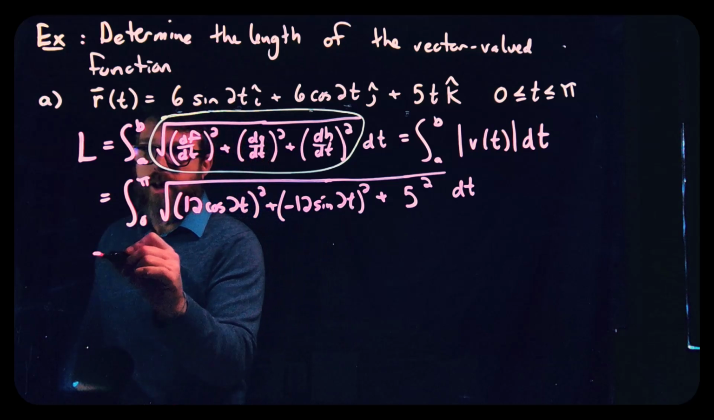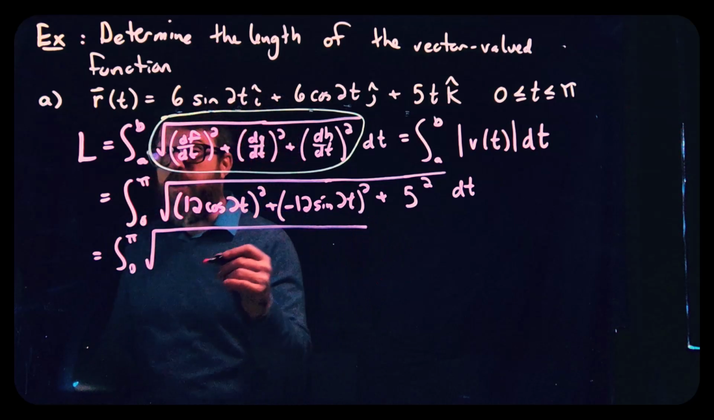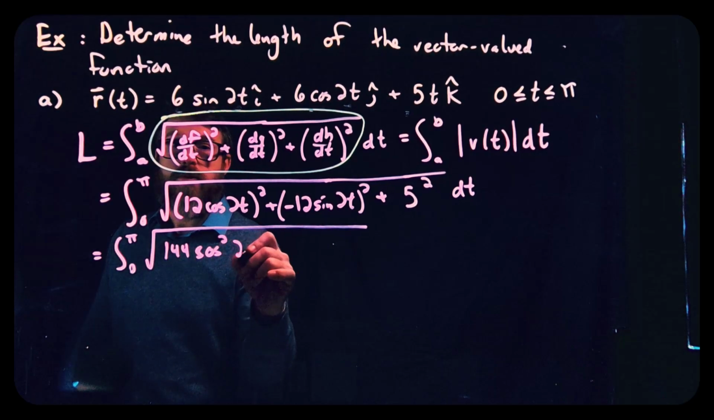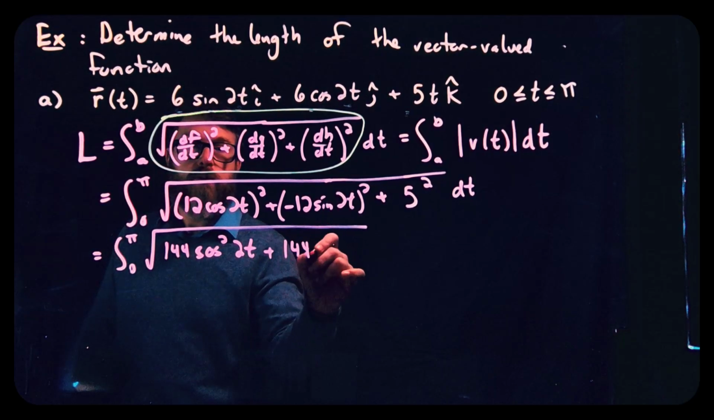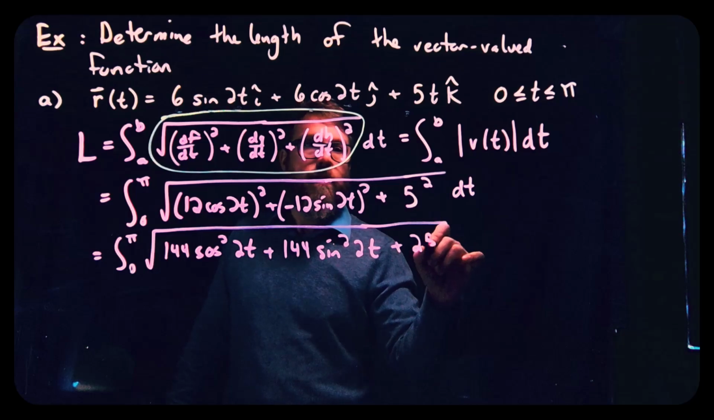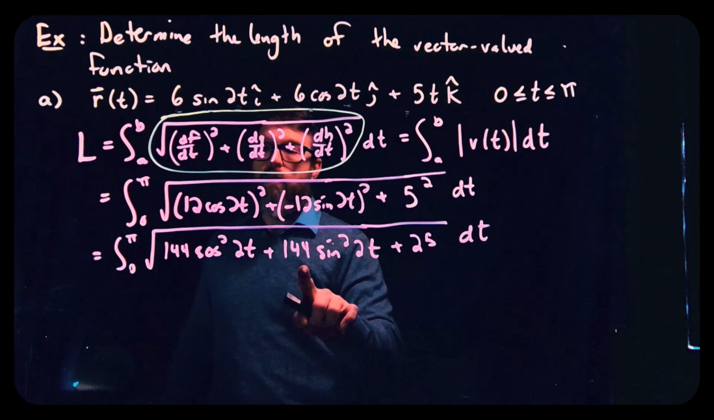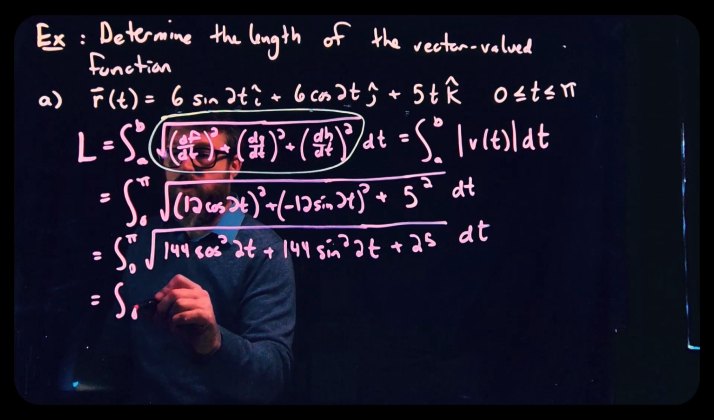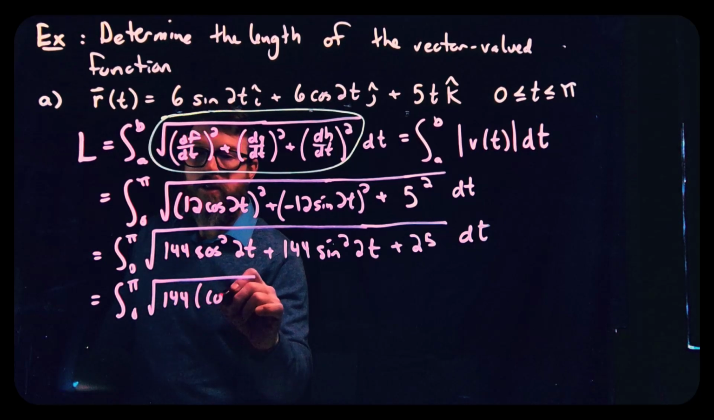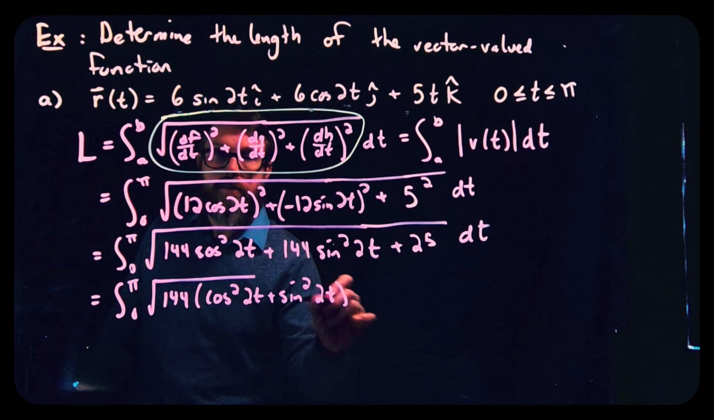Now, simplifying inside this radical, integral from 0 to pi, squaring, probably a Pythagorean theorem in here, so 144 cosine squared of 2t plus 144 sine squared of 2t plus 25 dt. Now what I notice is these have a 144, so if I factor out that 144, I'm going to get the cosine squared of an angle plus the sine squared of that exact same angle.